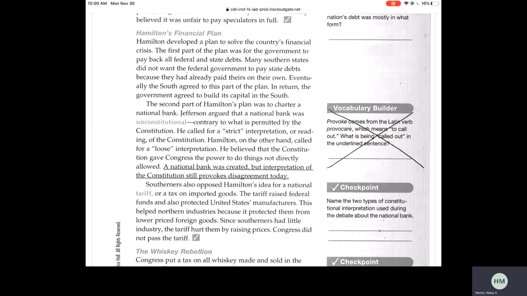So now we have Hamilton's financial plan. Hamilton developed a plan to solve the country's financial crisis. The first part of the plan was for the government to pay back all federal and state debts. Most southern states did not want the federal government to pay state debts because they had already paid theirs on their own. Eventually, the South agreed to this part of the plan. In return, the government agreed to build its capital in the South. That's how we get Washington, D.C. as our capital.